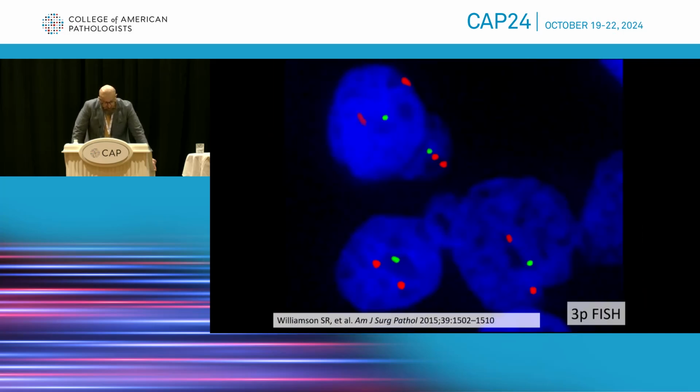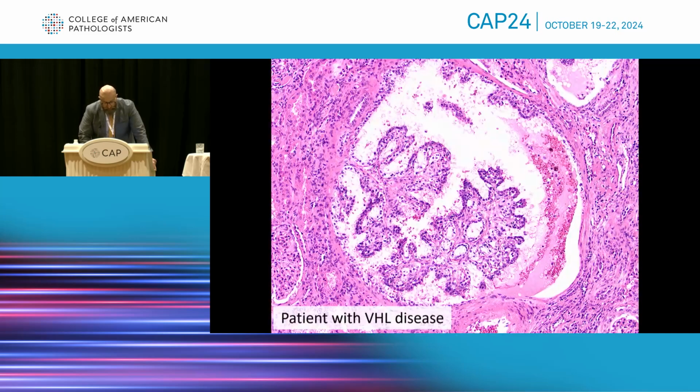And in our project, we used FISH, which we found that there was a pretty high rate of chromosome 3p loss in these tumors with imperfect features. And so again, we also would consider that to favor diagnosing as clear cell if the features are imperfect.